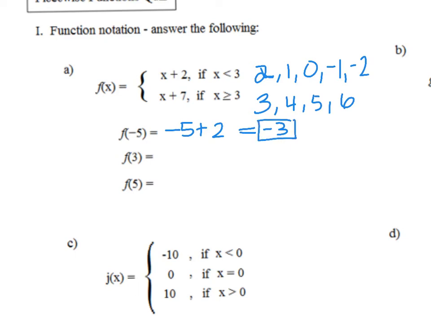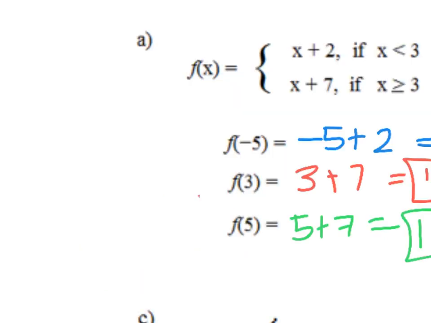For the second part, 3 will be in this part because that's where I have the 3. So I'm going to replace this x with the 3. So 3 plus 7 is 10. That's my second answer. Now 5 is going to be in this section here. So you can see that I'm going to replace that x with the 5. So 5 plus 7 is equal to 12. And that's my last part of the answer. If I was going to graph this, then I would use 2 tables.